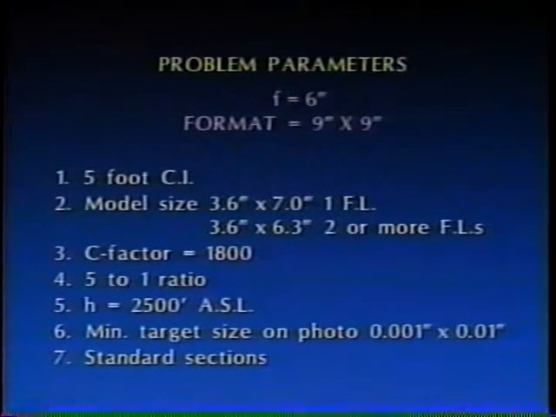Number 6, the minimum target size to be used for pre-marking on the ground is not to be less than 1/1000th of an inch by 1/100th of an inch at the photo scale. Number 7, per a recent record of survey, each section has been found to be of standard dimensions. Problem requirements. Number 1, based on the above specification, determine the following.